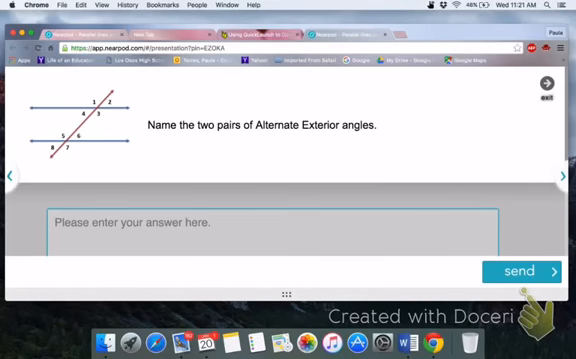So now it's your turn, and you're to put your answer in the box. I want you to name 2 pairs of alternate exterior angles. Okay, so hopefully you listed 1 and 7.